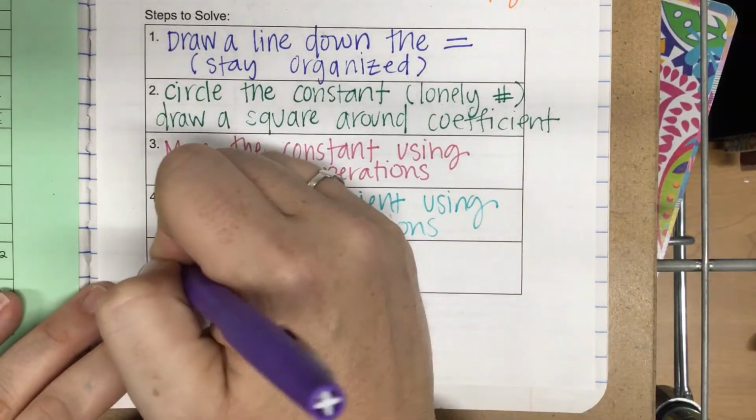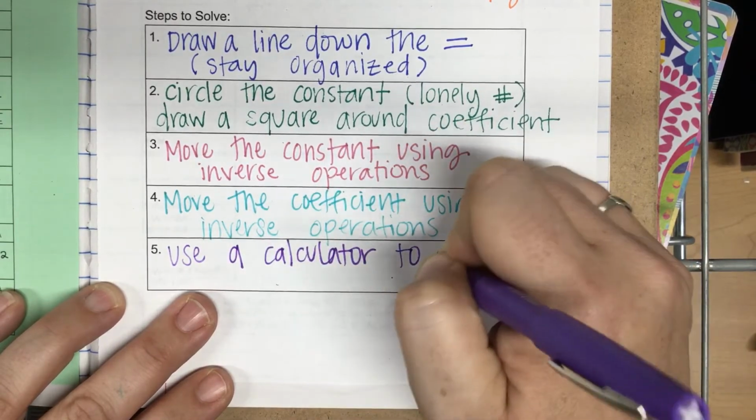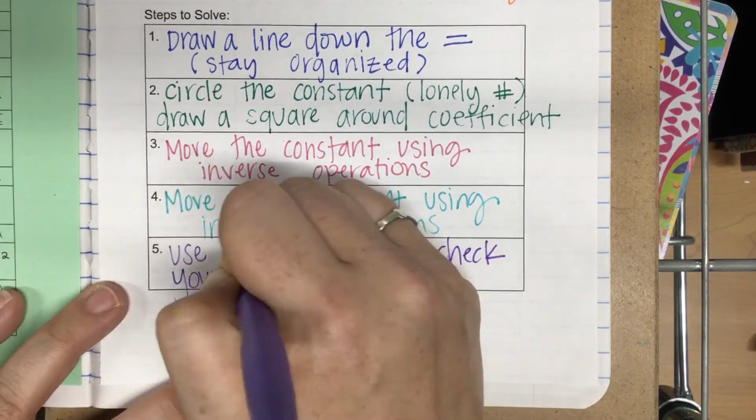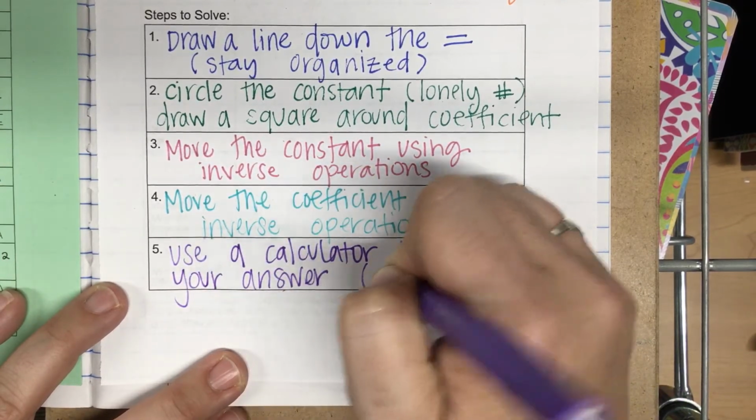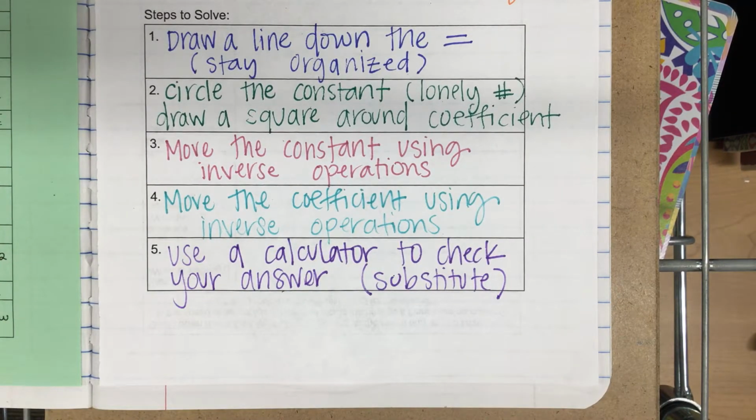Use a calculator to check your answer. You will know if it's right or wrong. If you take your answer and you substitute it, what does that mean to substitute? Replace. If you replace the variable, the letter, with the answer you got, and it works, you're good.